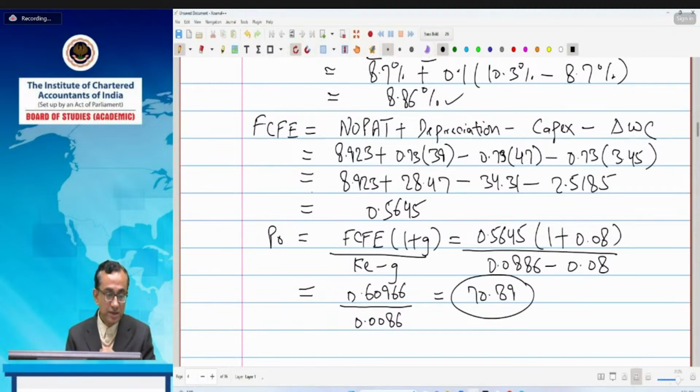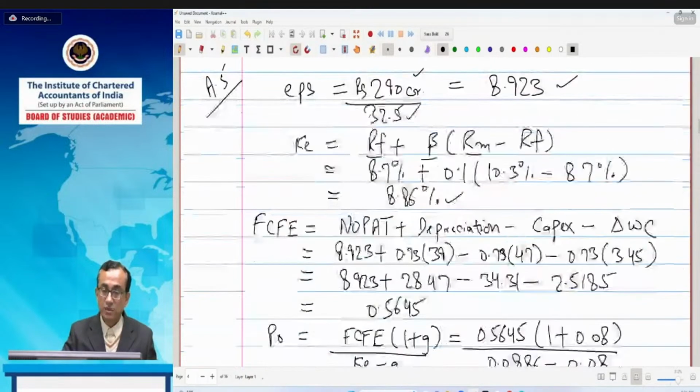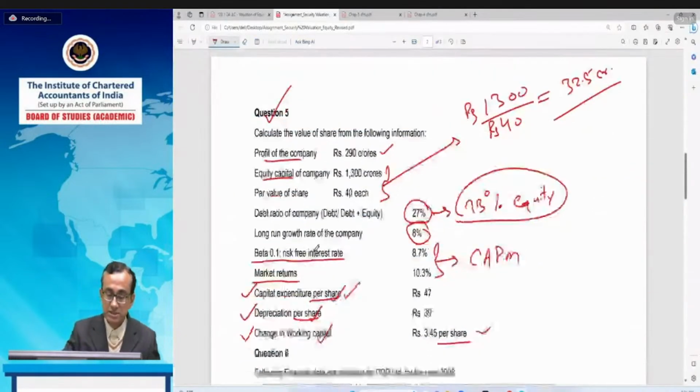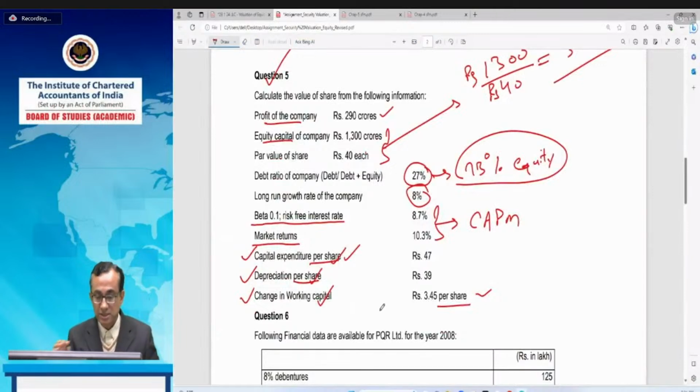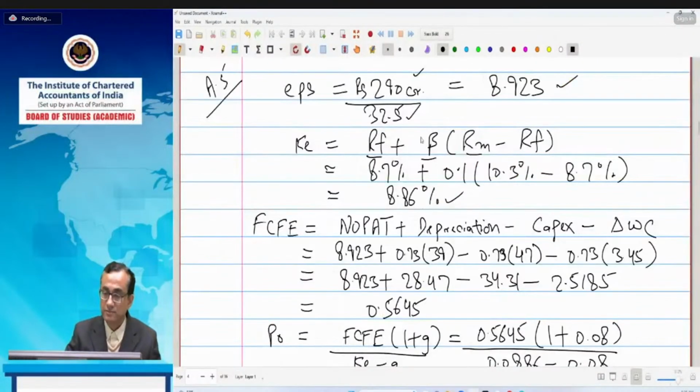So this way we have solved this particular question. So how have we approached that? From the question, we can easily make out that the capital expenditure per share is given, depreciation, change in working capital, all these figures are given on per share basis. And from these figures also, we can easily say that the valuation of equity share in such cases can be solved by the free cash flow to equity method. Since all the figures are given on per share basis, we have calculated profit on per share basis also. So first of all, we calculated the earning per share of the company here.